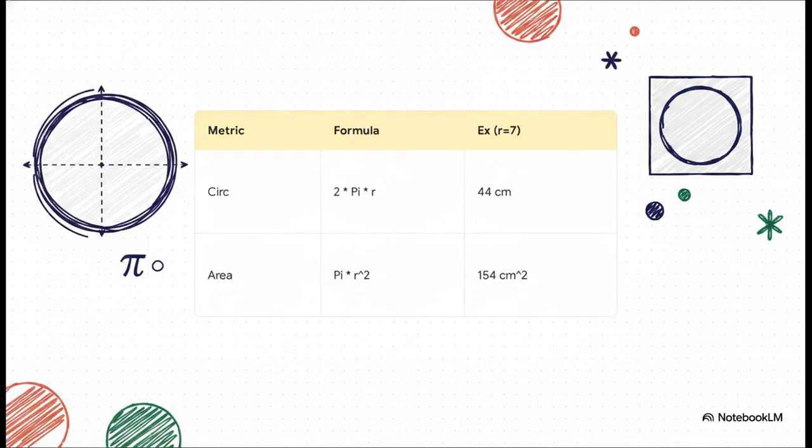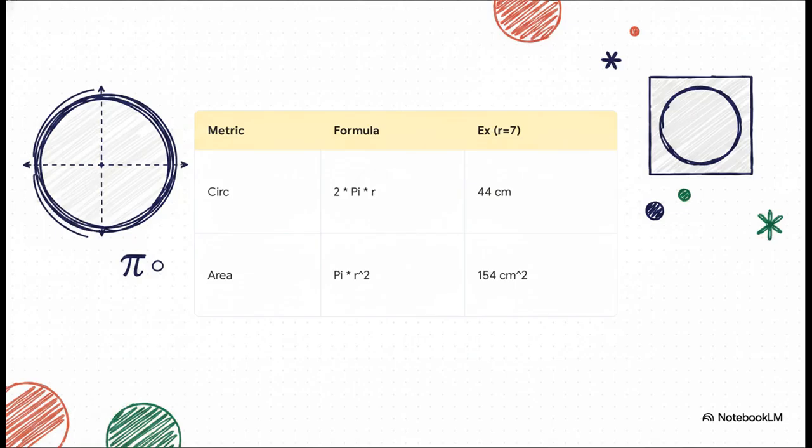And using pi, we unlock 2 fundamental formulas. To calculate the outside perimeter, the circumference, we use 2 times pi times the radius. And for the internal space, the area, we square the radius and multiply it by pi. Let's see this in action, okay?